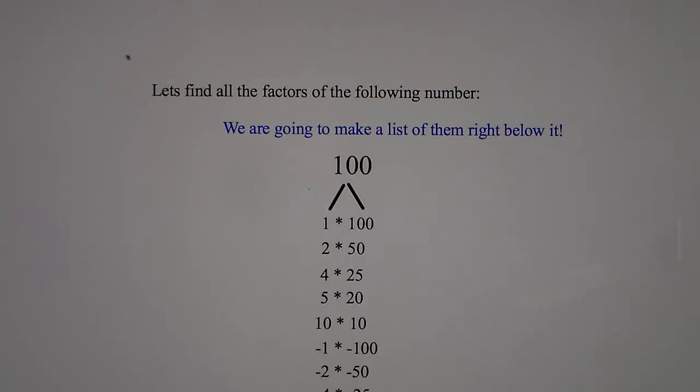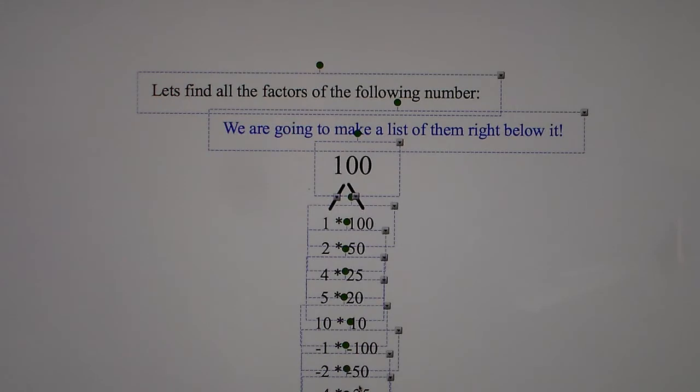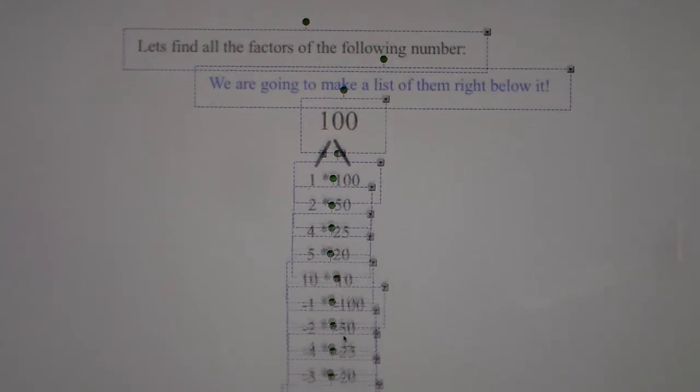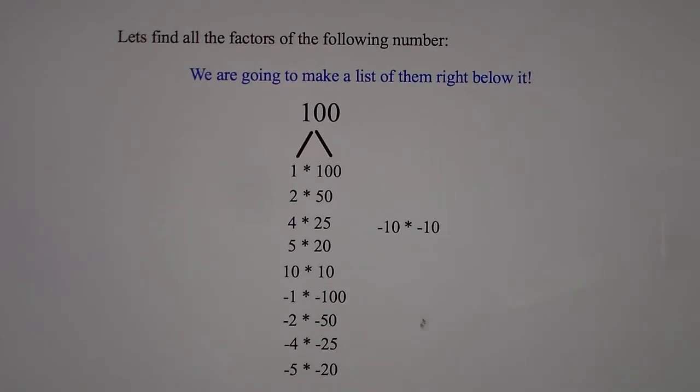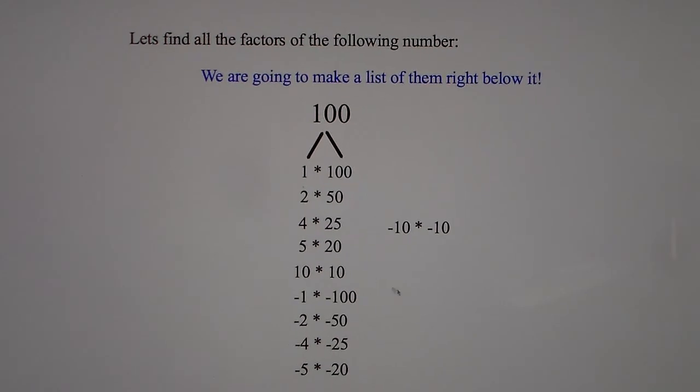We also got 100, and with 100, slide them all up. We got 1 times 100, 2 times 50, 4 times 25, 5 times 20, 10 times 10, negative 1 times negative 100, negative 2 times negative 50, negative 4 times negative 25, and negative 5 times negative 20, and negative 10 times negative 10. So we listed all the combination of the factors to get us to 100.